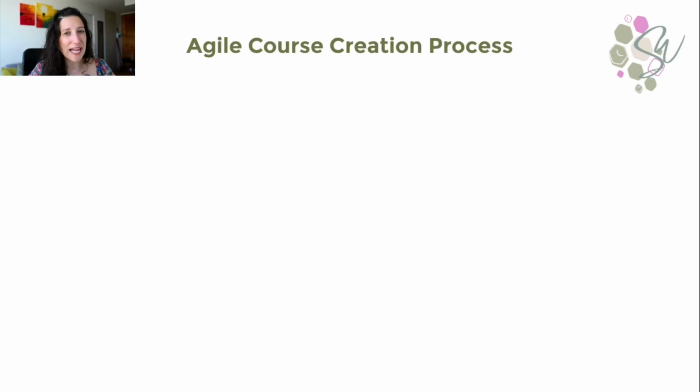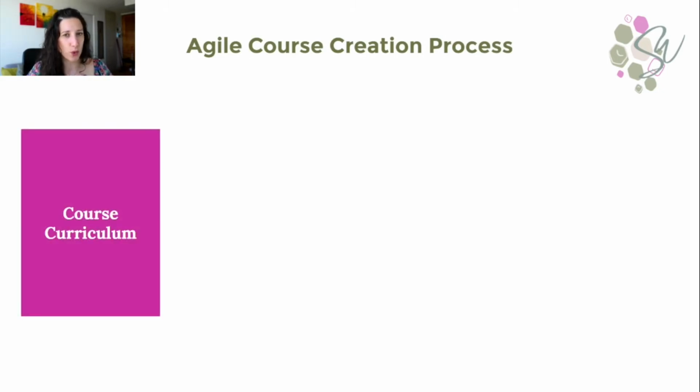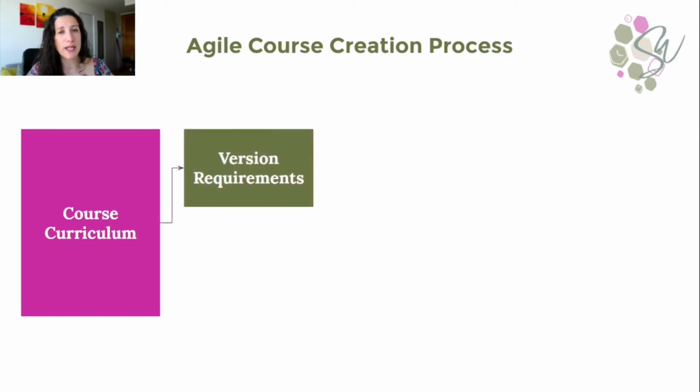First of all, the Agile course creation process starts with a course curriculum. We always start with a course curriculum. And if you want to watch other videos on my YouTube channel about course curriculums, I would link them below, where you can learn about the elements that go into course curriculums and the importance of course curriculums. In this video, all I'm mentioning is that a course curriculum must be the beginning of each process of your Agile course creation process. Once you have that curriculum, you can then identify the requirements of your version.